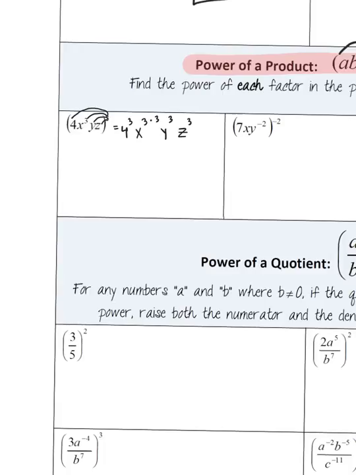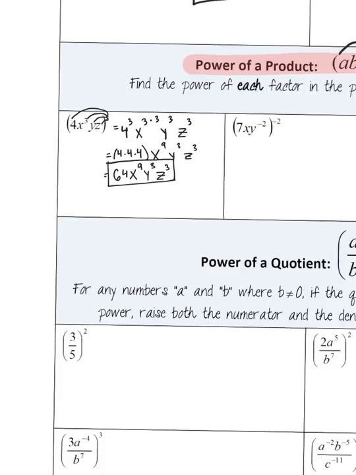So let's simplify. 4 to the 3rd power is 4 times 4 times 4. X to the 3 times 3 is x to the 9th. And then y to the 3rd and z to the 3rd can't be simplified, so they're going to stay as is. 4 times 4 is 16. Times 4 again is going to give us 64. And I'm just going to bring down all of the other letters. Okay, and that's my answer.